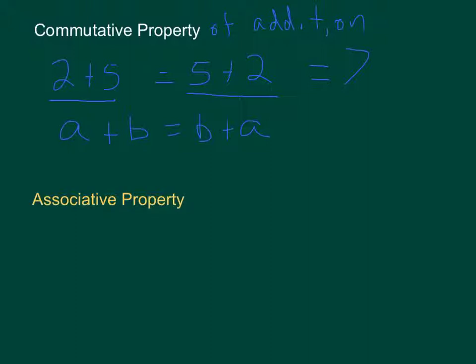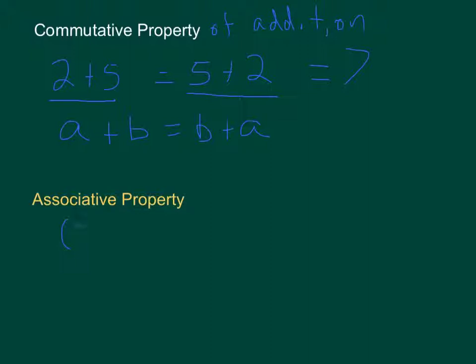Okay, now let's look at the associative property. What the associative property says is the value of a sum does not depend on how the numbers are grouped. So we can group things in different ways. So let me show you an example. You know that grouping symbols could be parentheses, actually fraction bars can be used as grouping symbols too, but in this case we're going to use parentheses.